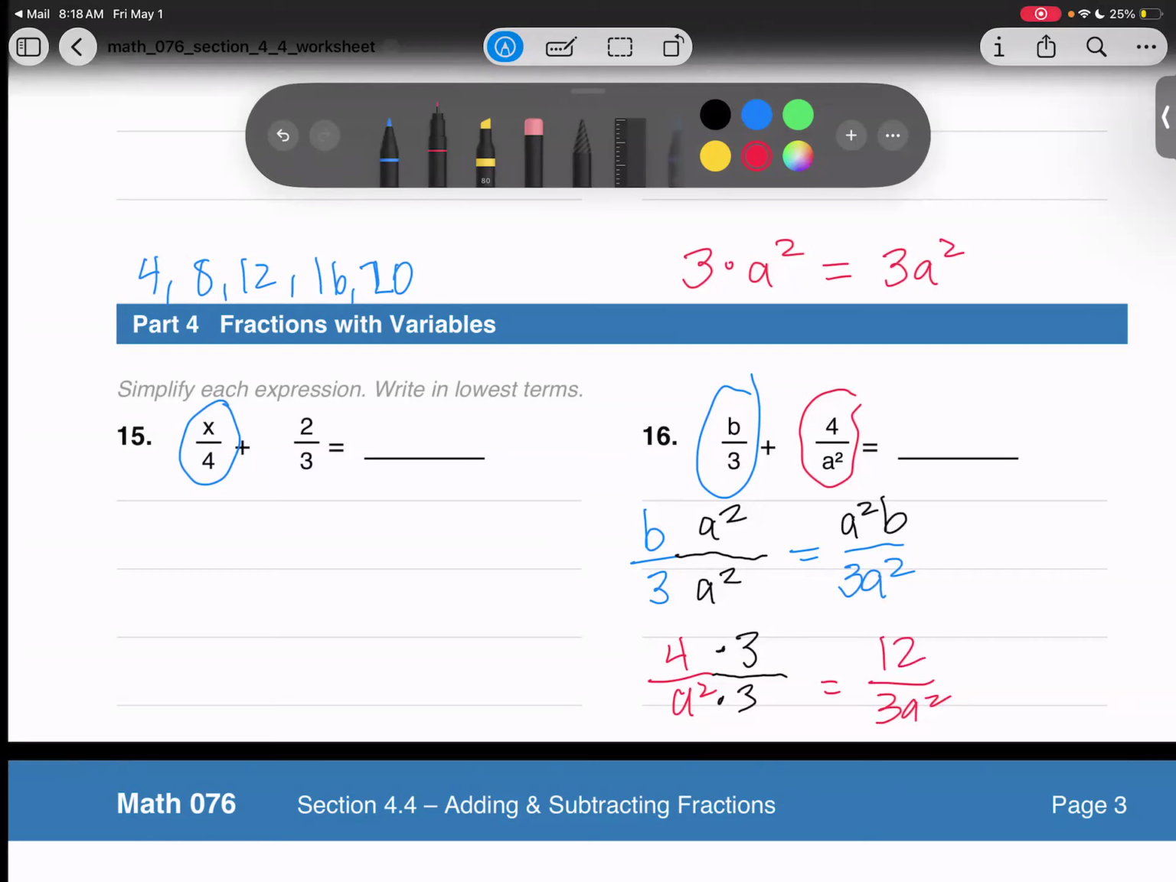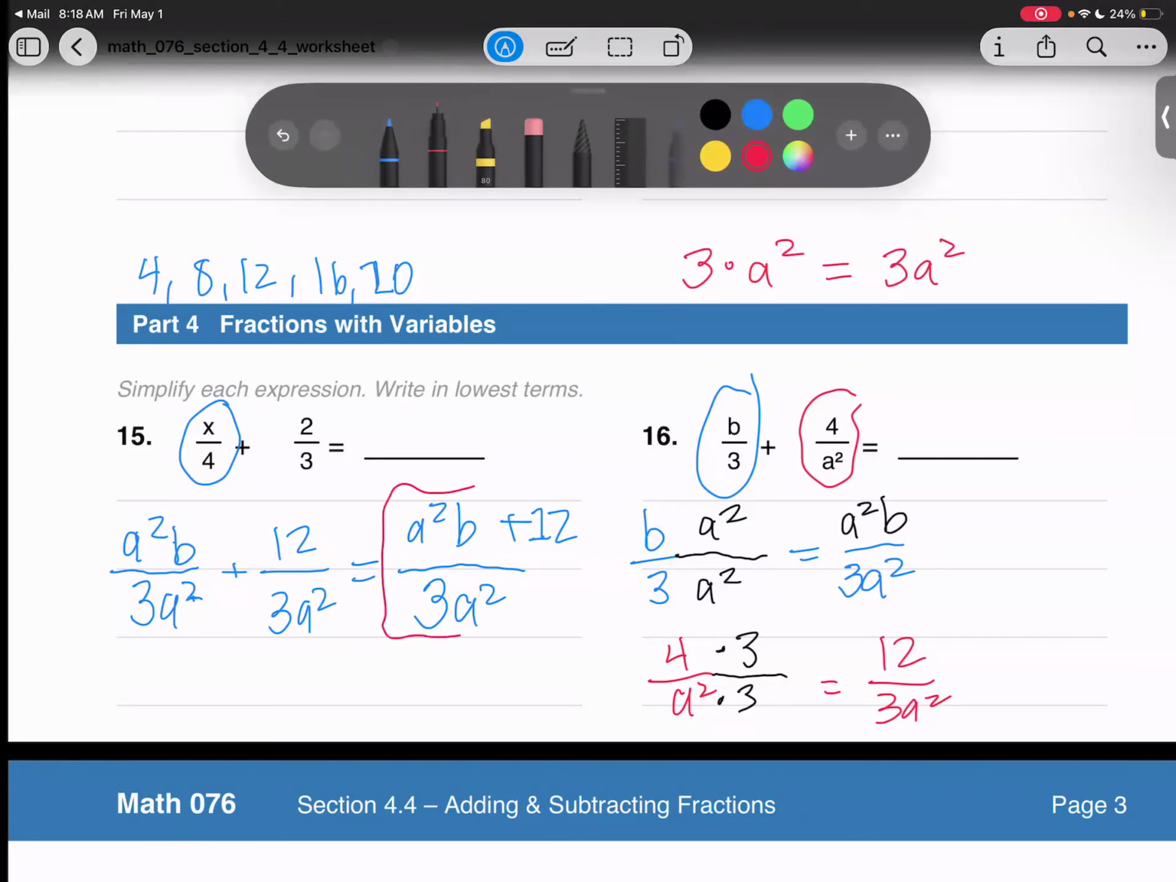And now I'm going to add these two terms up now that I have a common denominator. A squared b over 3a squared plus 12 over 3a squared. And my denominators match, so they're going to stay 3a squared. And then a squared b plus 12 gives me a squared b plus 12. I cannot reduce that. So this is my final answer right here. Tricky, tricky. We will practice again in class, promise.